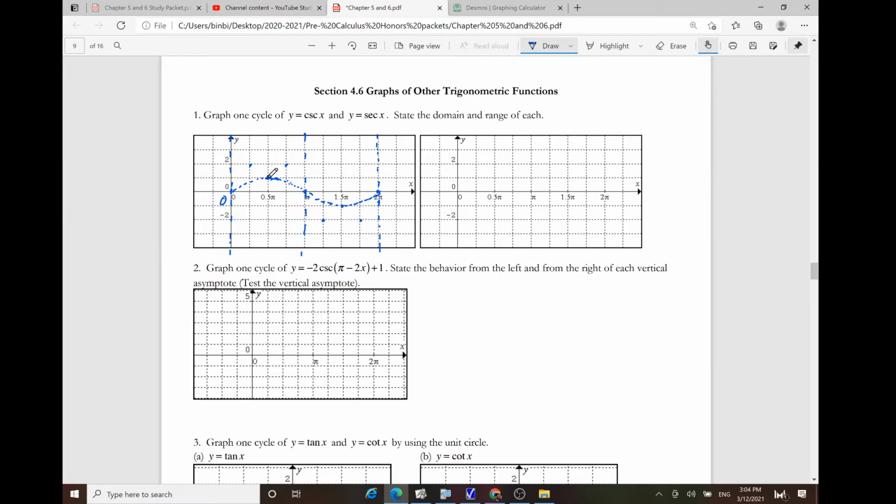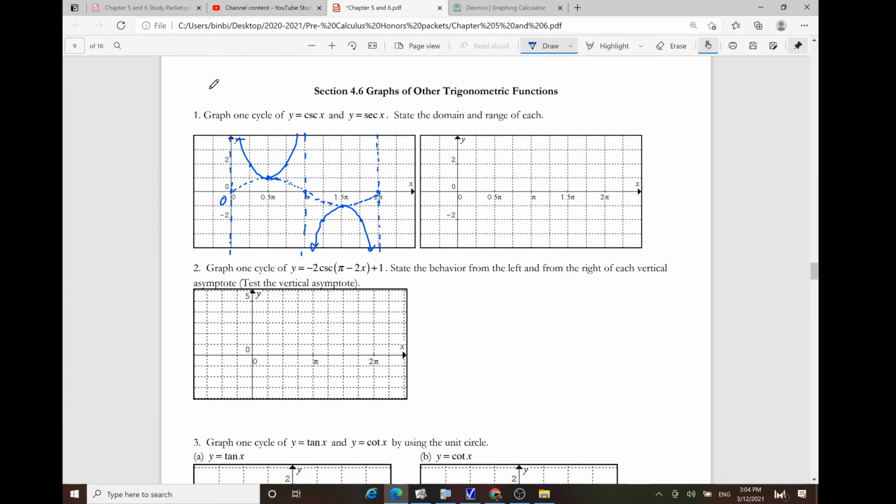Connect the vertex and then the points. Okay, so like that. And right here too, connect the vertex along with those points. Okay, so that's the cosecant graph. And then the domain for this one. Well, this one goes all the way from negative infinity to infinity, but you can say that there's some kind of exception: except 0, pi, and the multiples of pi.